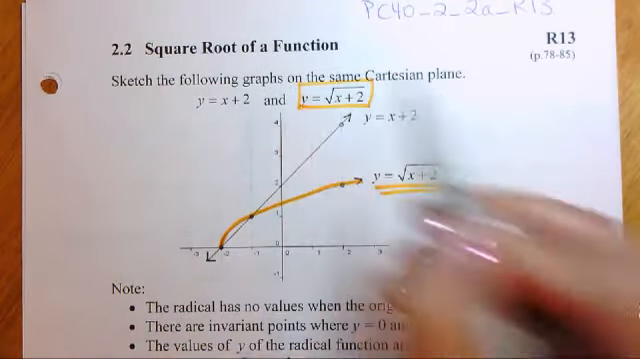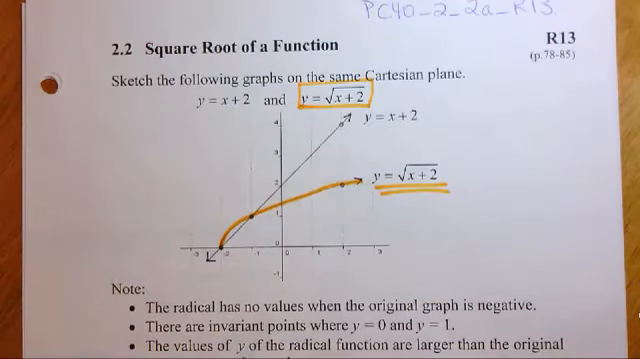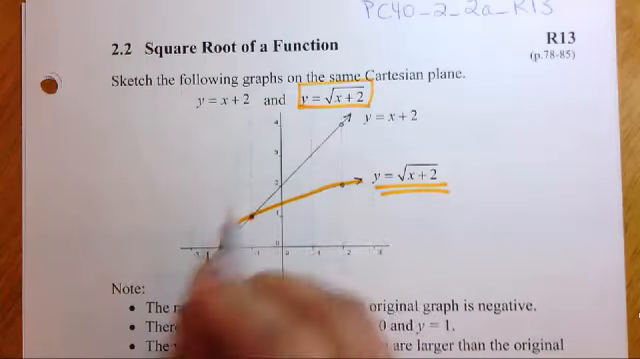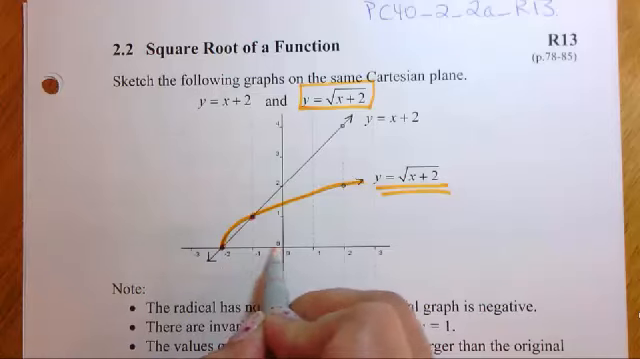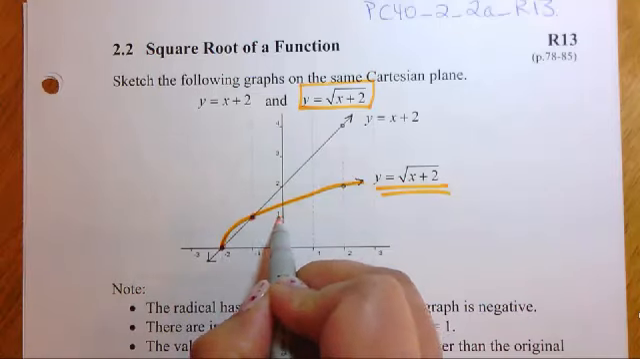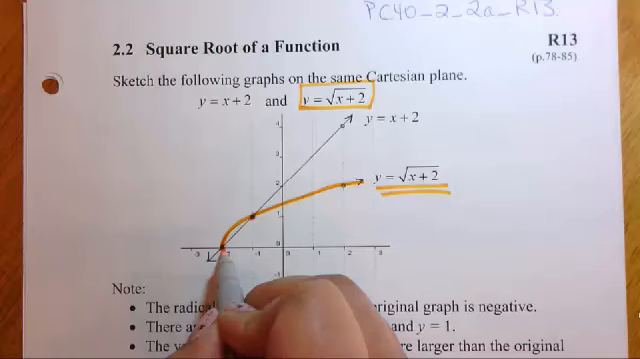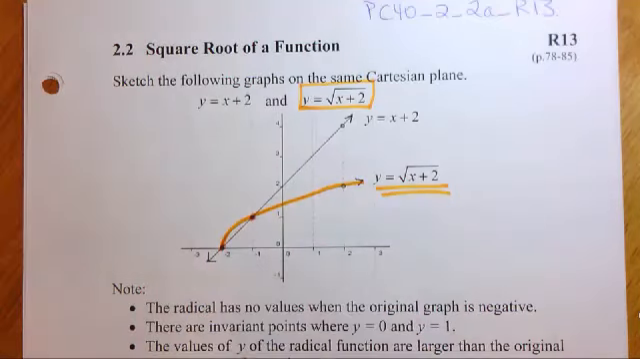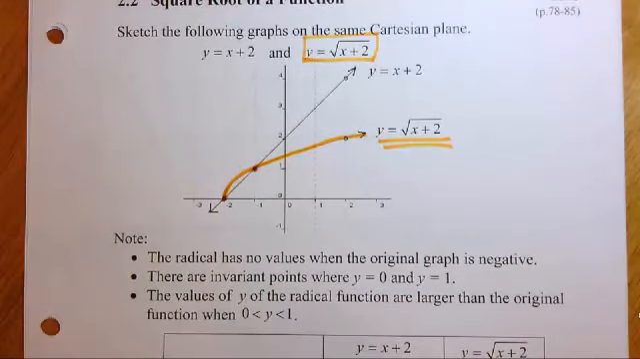What we're going to notice is that there are a couple of points here, right there and there. That's where y is equal to 0 and y is equal to 1. These are points that don't change from one graph to another.